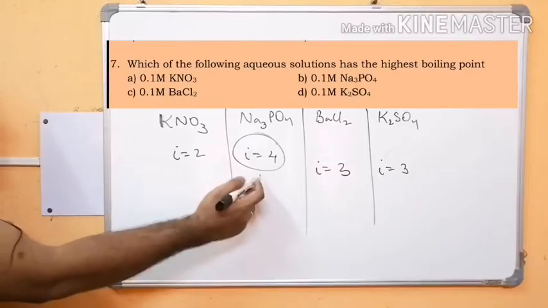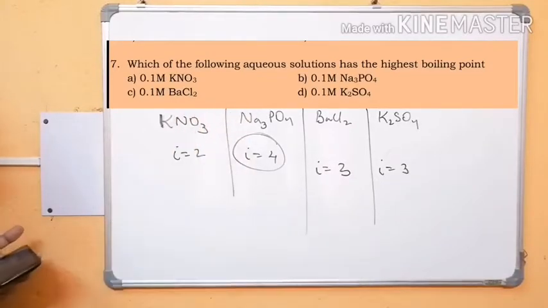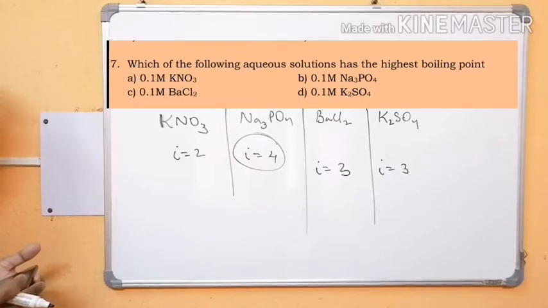The highest number of particles after dissociation will have the highest boiling point, because colligative property depends on the number of particles present in the solution. So move to the next question.